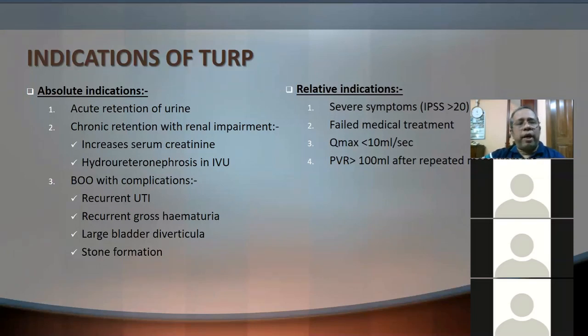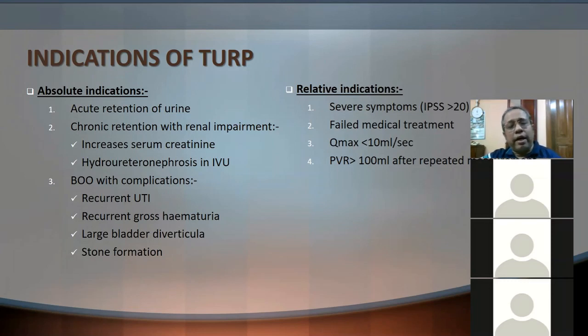And another was a broader outflow obstruction with complication. That complication is there: an obstruction causing stasis, which causes infection, so repeated urinary tract infections. That infection is due to the stasis. That means whenever the post-void residual urine is more, there is more chance of infection, causing UTI.